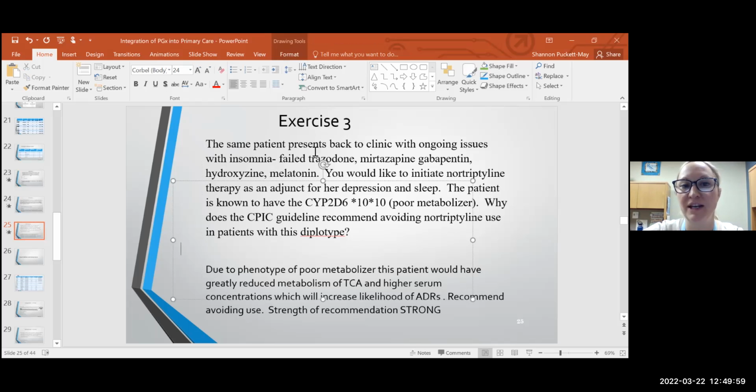So, strength of recommendation to avoid amitriptyline and nortriptyline in CYP2D6 poor metabolizers, because they will likely experience increased side effects. However, if you're just using it for sleep at a very low dose, you could consider like a 10 milligram dose, but titrating it for depression is not recommended.